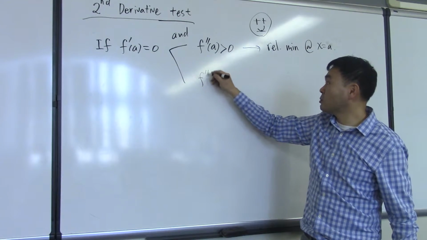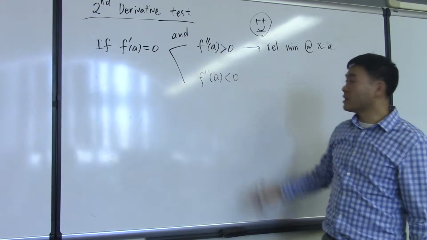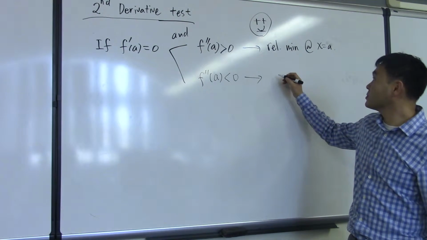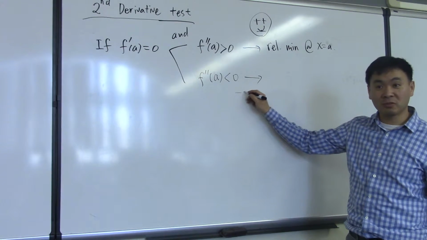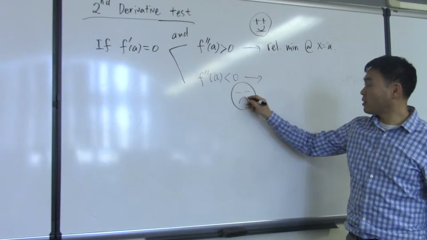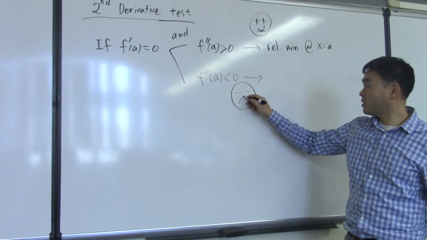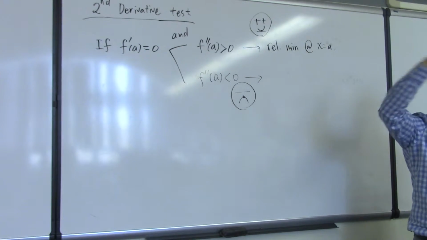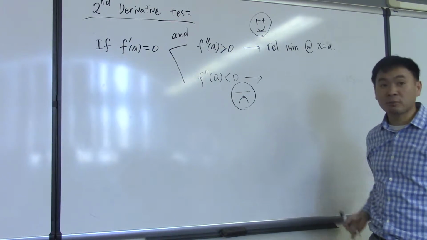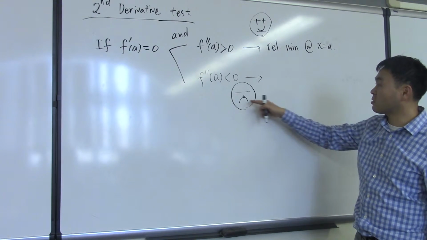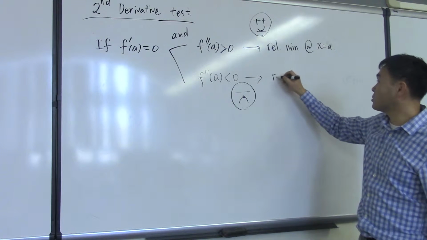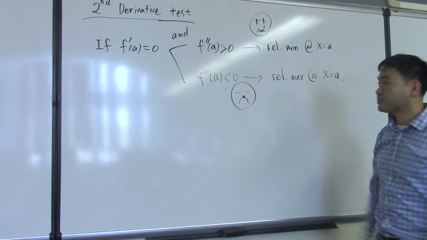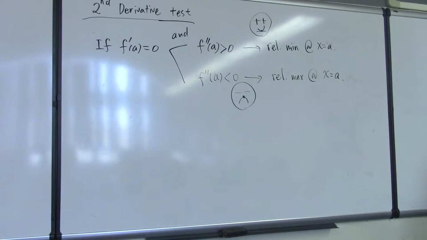And if f double prime is negative, what do you know? Now think about the case when you have a frowning face. Where is f prime of a 0 here? At the highest point, you have the horizontal tangent. Horizontal tangent means that f prime is 0. So right at the center, we see that it's a relative maximum. So you would have a relative maximum at x equal to a. That's called the second derivative test.